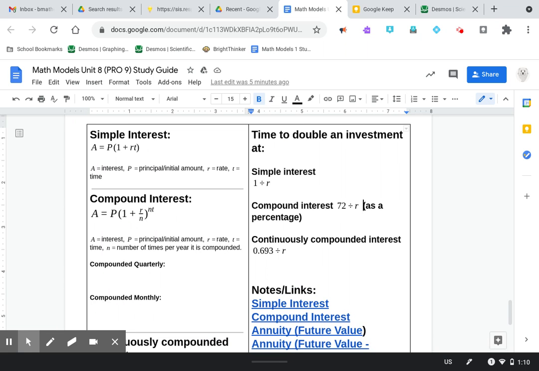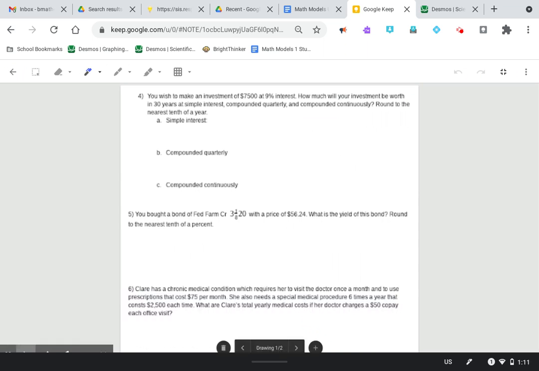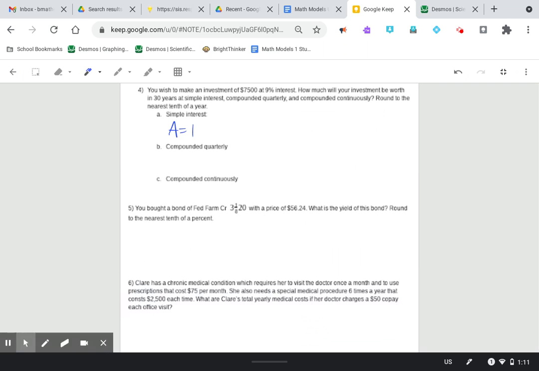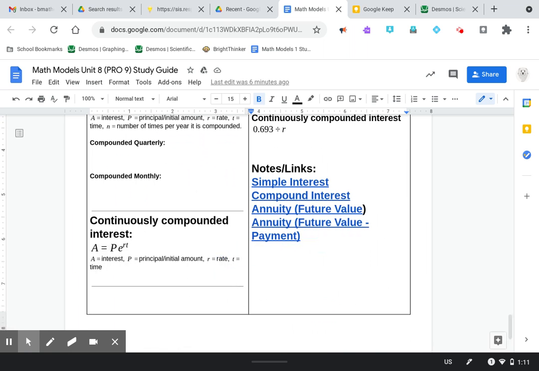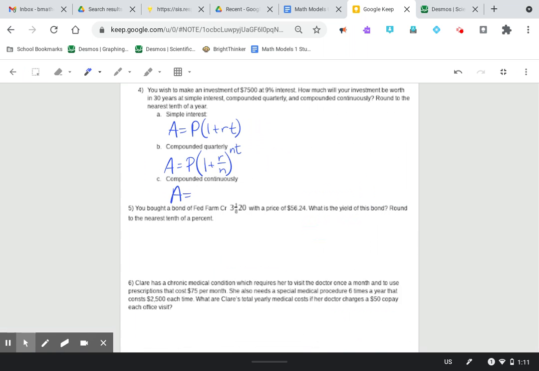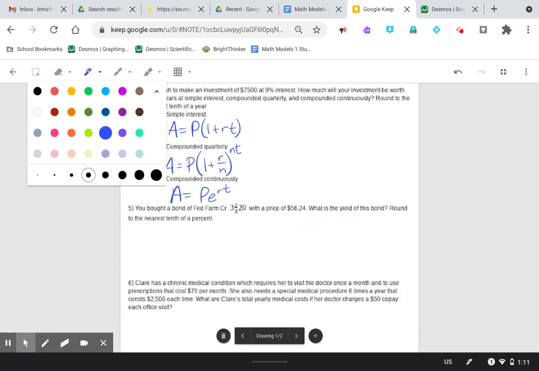All right, so simple interest is A equals P times (1 plus RT). Compounded quarterly is going to be A equals P times (1 plus R divided by N) raised to the N times T power. And then compounded continuously is going to be, go down here, A equals P e to the RT. So we'll do each one of these separately.